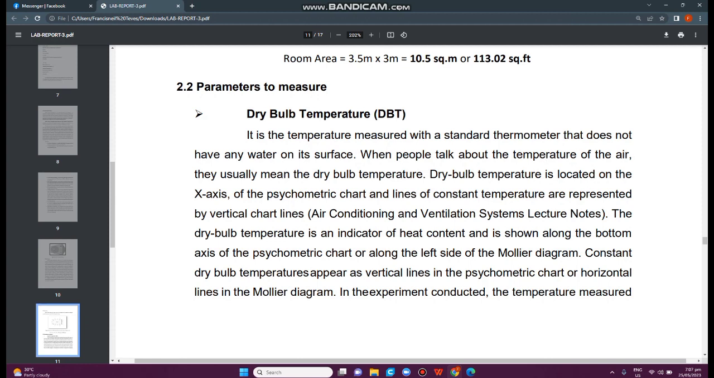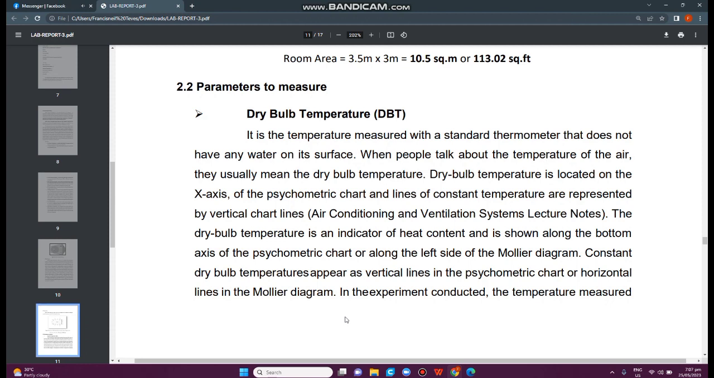First, we have the dry bulb temperature or the DBT. It is the temperature measured with a standard thermometer that does not have any water on its surface. When people talk about the temperature of the air, they usually mean the dry bulb temperature. Dry bulb temperature is located on the x-axis of the psychrometric chart, and lines of constant temperature are represented by vertical chart lines.